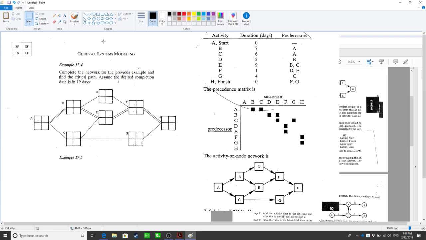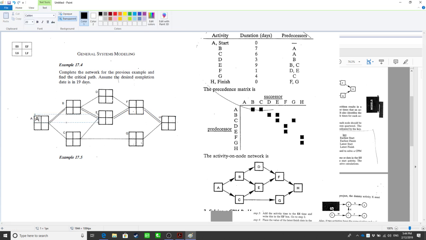Now the first step, we need to put here the earliest start time of A. A is actually the dummy node of start, so it's going to be 0. We start everything at time 0, right? So earliest start time of A is 0. Right? And how about the earliest finish time of A?